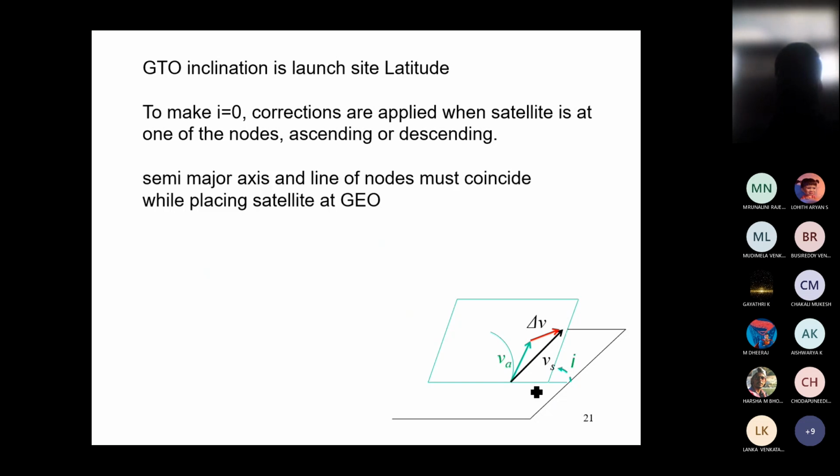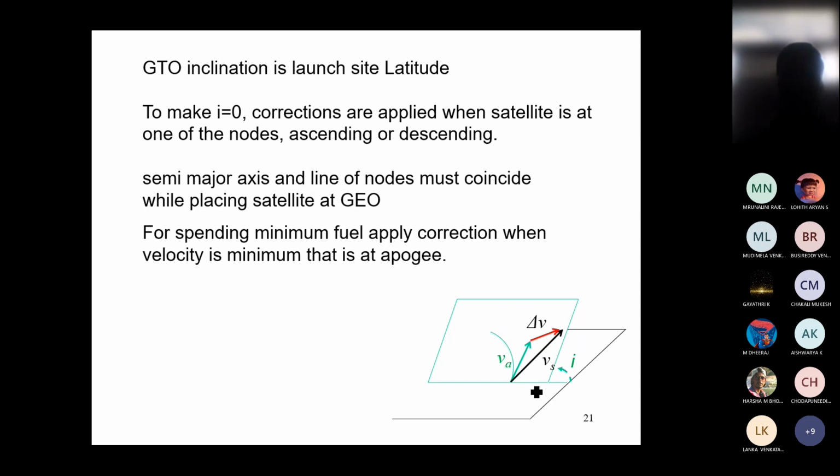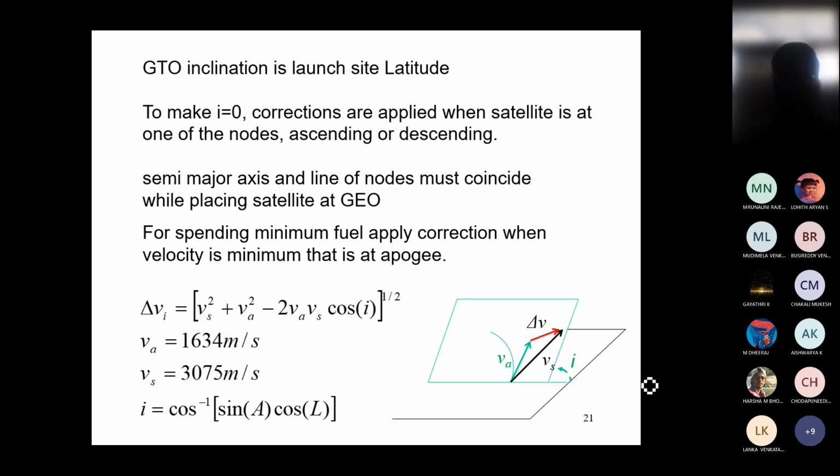The semi-major axis and line of nodes must coincide while placing the satellite in GEO orbit. So for spending minimum fuel, apply correction when velocity is minimum, that is at apogee. So what correction do we have to apply? The correction is this delta V vector. If you see what this line Vs represents, it is the velocity vector along the direction of the orbital plane.